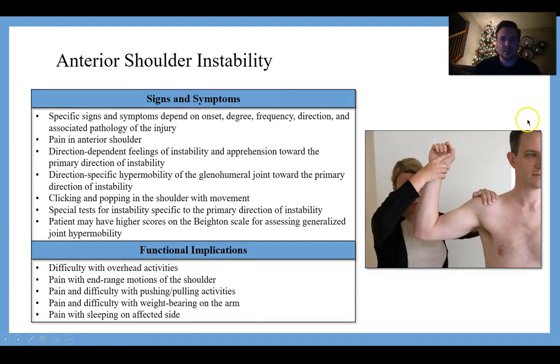All right. So signs and symptoms, you're really going to have apprehension, and that's what the picture on the right is showing, especially acutely. You're going to have clicking and popping of the shoulder, likely because of a labral injury, and then special tests for instability are going to be positive. Functional implications, obviously, these patients are going to have difficulty, especially early on, with overhead activities and range of motion and weight bearing and things like that.